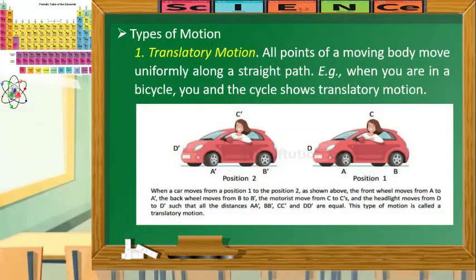Types of motion. The first one is translatory motion. All points of a moving body move uniformly along a straight path. For example, when you are on a bicycle, you and the cycle show translatory motion.